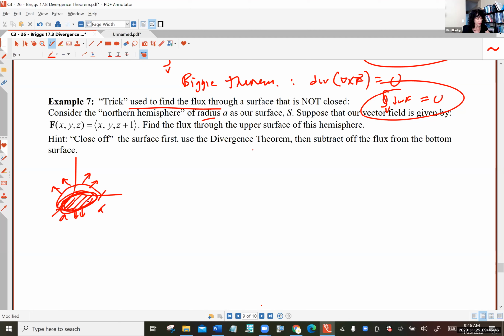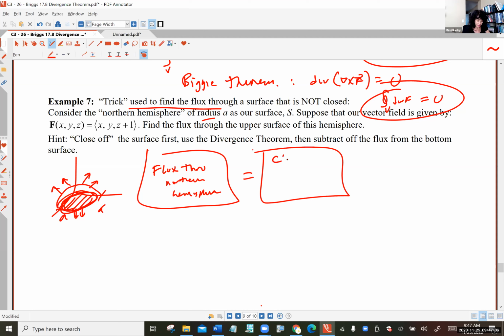So I'll write down what we're doing here, okay? Here's the goal we want. We want the flux through the northern hemisphere. That's what we wish we could have, but it's kind of a challenge to get it. It's a real pain. So what we're going to do is look at the closed surface and get that flux. And then we'll subtract off the base plate flux. Like this. This is the plan. This is the strategy, okay?